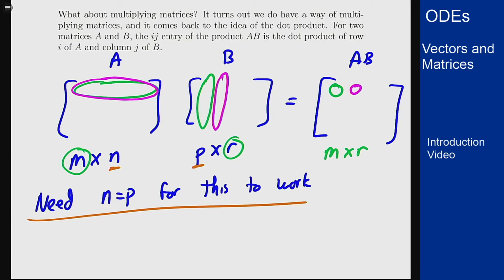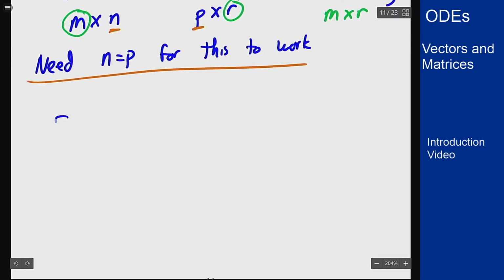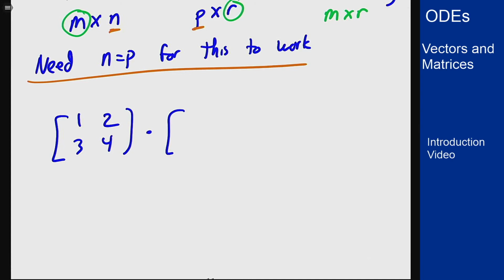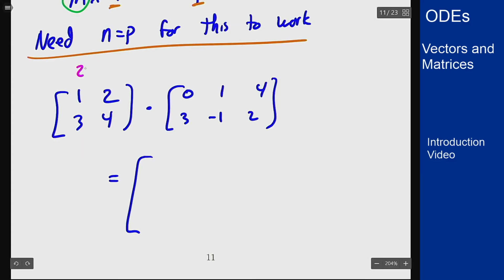Just as an example of that, if I take the matrix 1, 2, 3, 4 again, I want to multiply it by something. Now this matrix here must have 2 rows because I need the number of columns of A to equal the number of rows of B. So let's make this a 2 by 3 matrix just to see what happens. And we can now find this product. Dimension-wise, this is a 2 by 2, this is a 2 by 3, so my answer should be a 2 by 3 matrix.